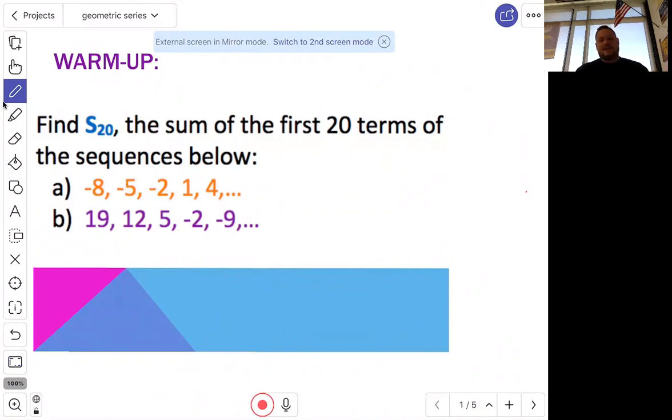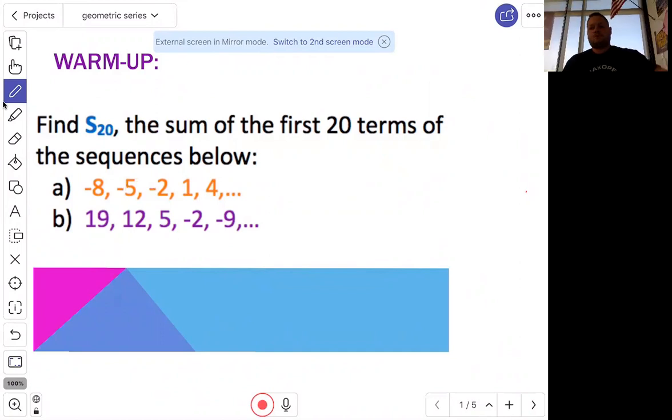Mr. Tarrant, and today we're going to be taking a look at geometric series. In our last video, we looked at arithmetic series. It was just plugging into a formula, kind of more of the same today. The formula will be a little bit more complex though.